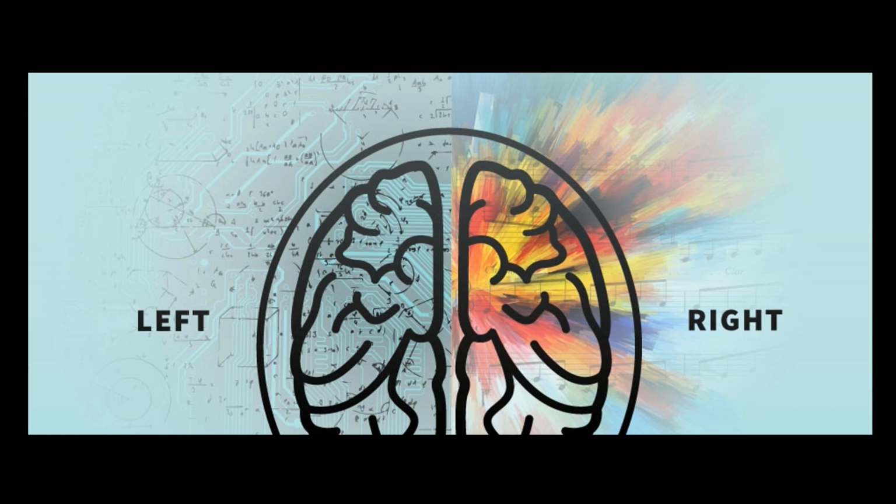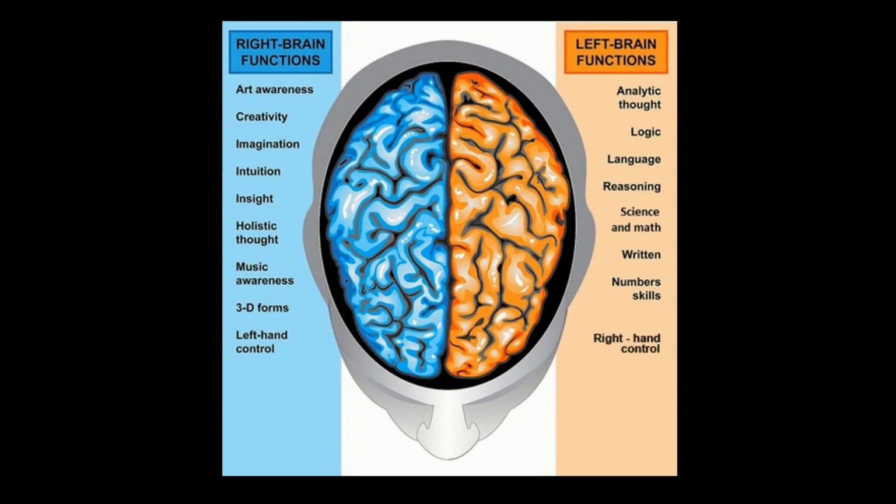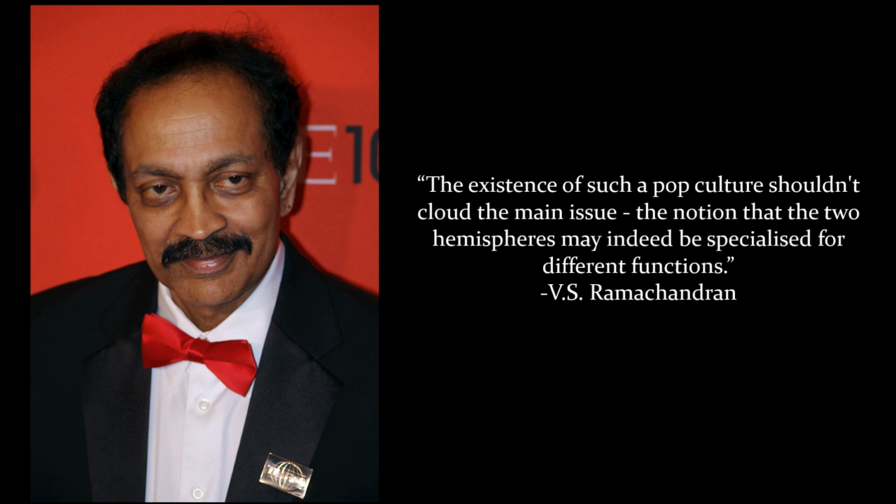and this discovery caused many scientists to disregard hemisphere asymmetry entirely, claiming that the hemispheres are more alike than they are unlike. Others oversimplify the nature of these differences, and many pop psychology beliefs about the hemispheres, such as this one, can be found all over the internet. And while this isn't necessarily wrong, the true picture is actually more complex. As V.S. Ramachandran, one of the world's leading neuroscientists, once remarked, the existence of such a pop culture shouldn't cloud the main issue, the notion that the two hemispheres may indeed be specialized for different functions.